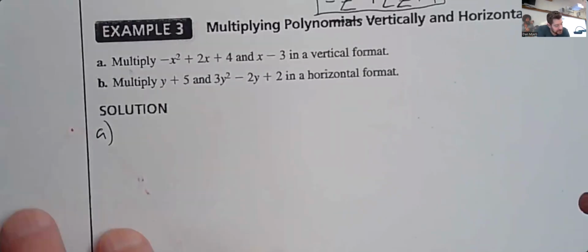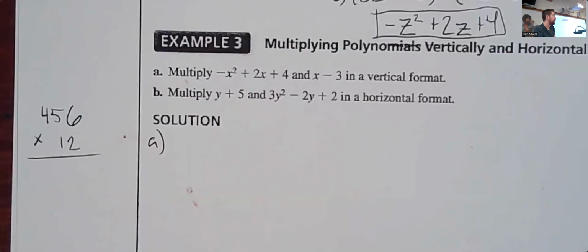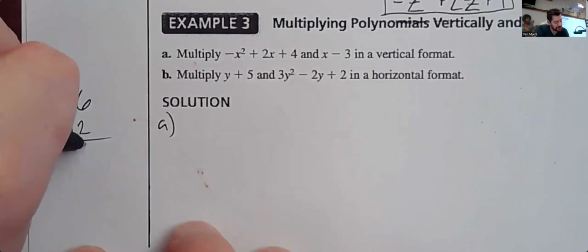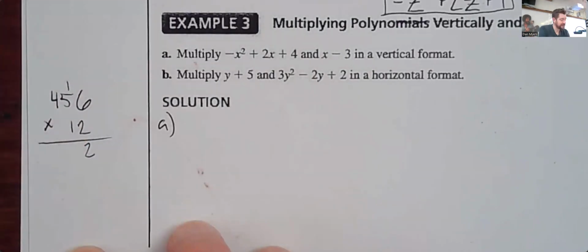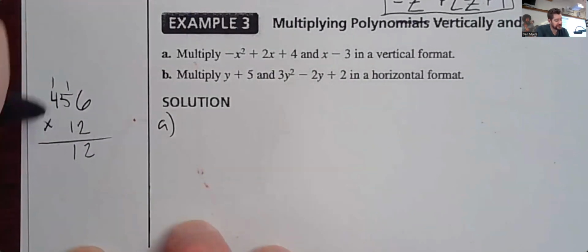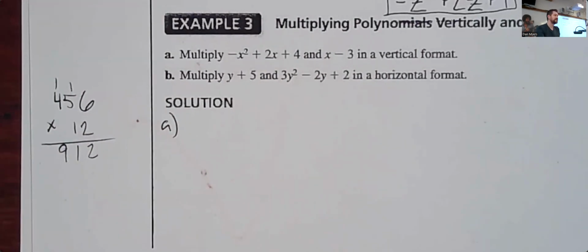For example, if you were to take 456 and multiply it by 12, like that, what would you do first? What's the process for multiplying like this? What do we do first? 6 times 2? Okay, that's 12. And then what? Carry the 1. 5 times 2 is 10, plus 1 is 11, carry the 1. 2 times 4 is 8, plus 1 is 9, right? Remember this process from like grade school? What comes next?